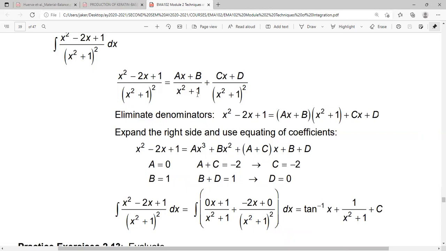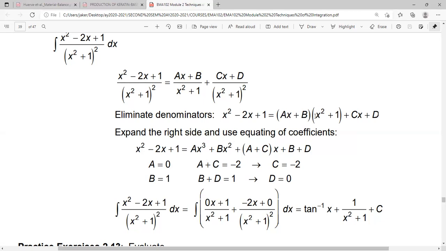Now, to eliminate the denominators, you're still going to multiply by this LCD, which of course will give you a left side, which is x squared minus 2x plus 1, and a right side, which will require that this ax plus b numerator from your first fraction needs to be multiplied by x squared plus 1 because it only has this. It still lacks one of this to make it x squared plus 1 whose quantity squared. Whereas the cx plus d does not have any multiplier anymore.